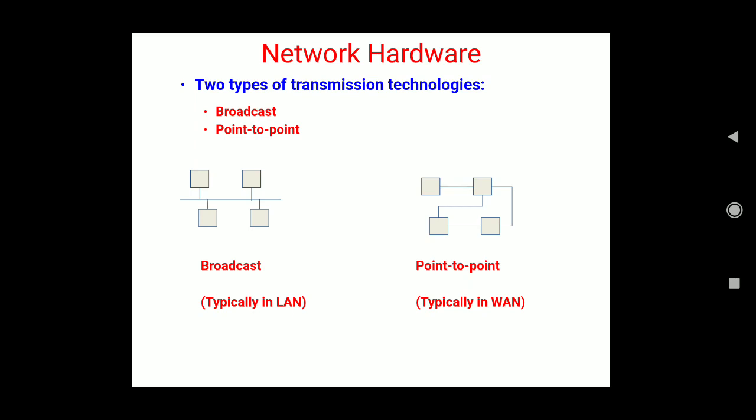Now in the case of point to point, two machines are connected directly, and that's the name, point to point. In effect, one machine can go to a second machine directly. If one machine wants to communicate to some other machine, that has to go through this second machine. So that's why the communication is point to point. This communication technology is used typically in a wide area network or a WAN, the meaning of which we'll see afterwards.